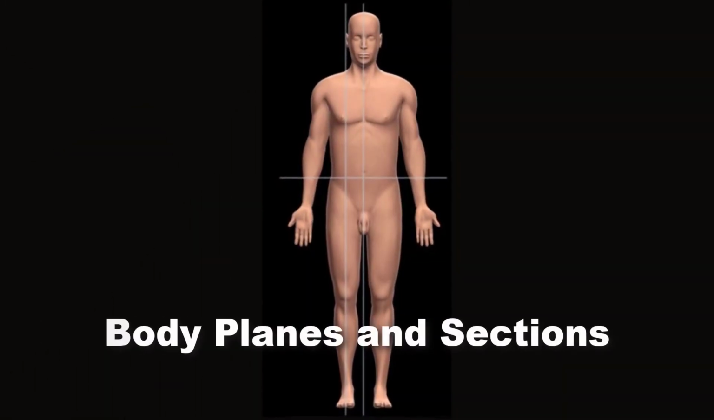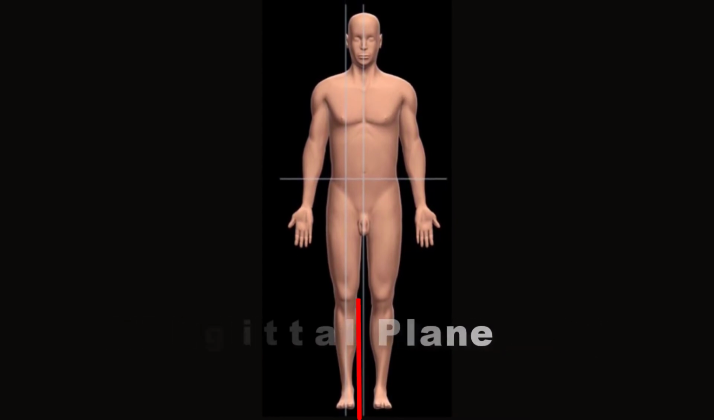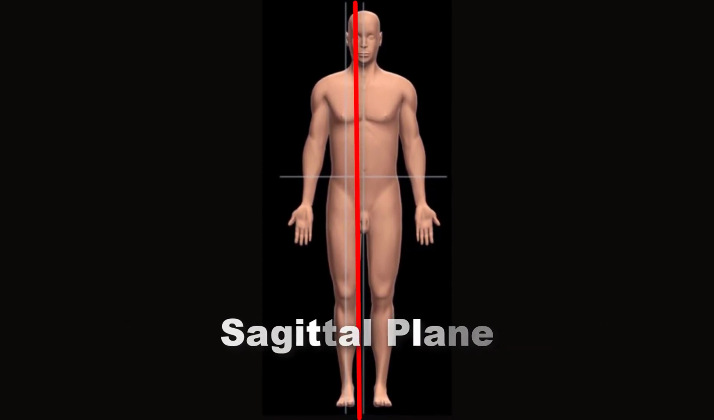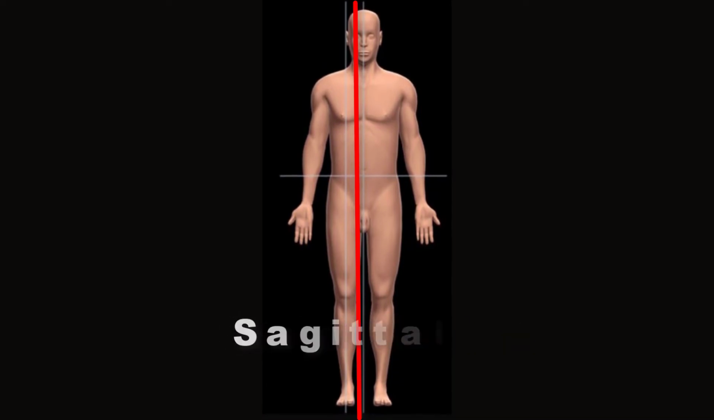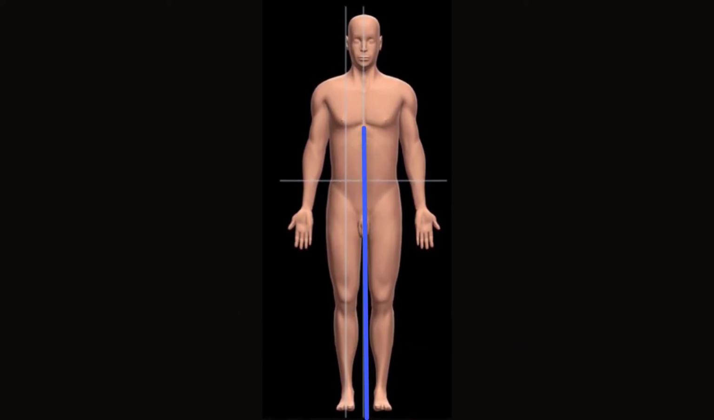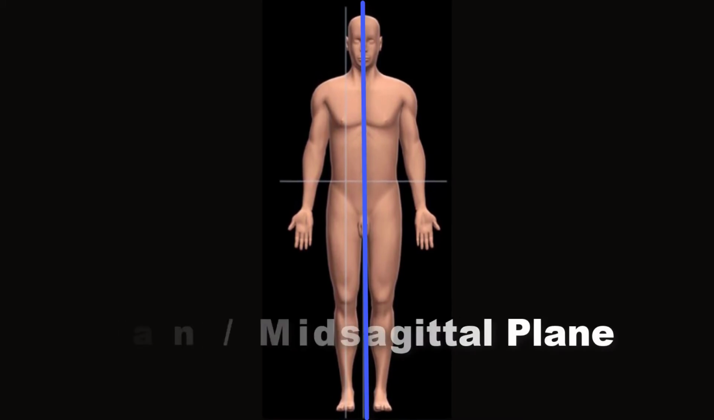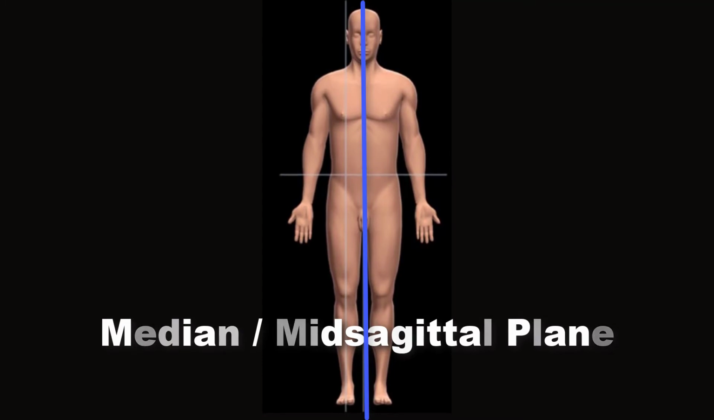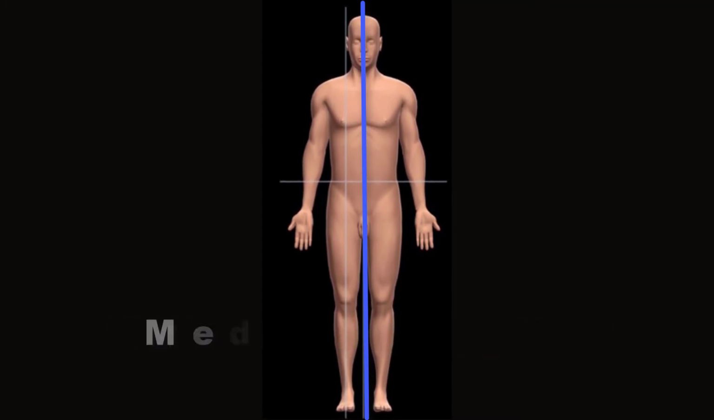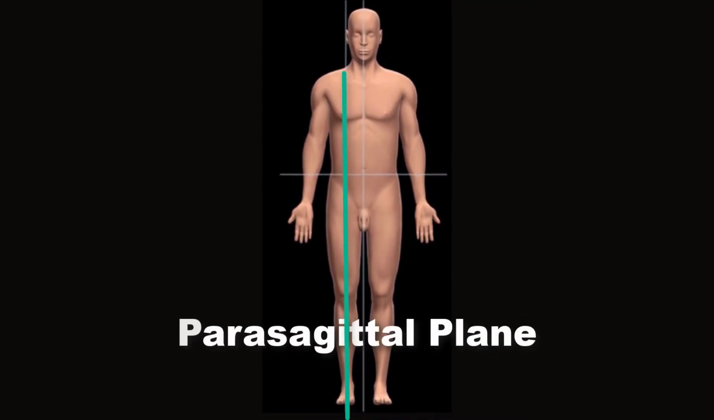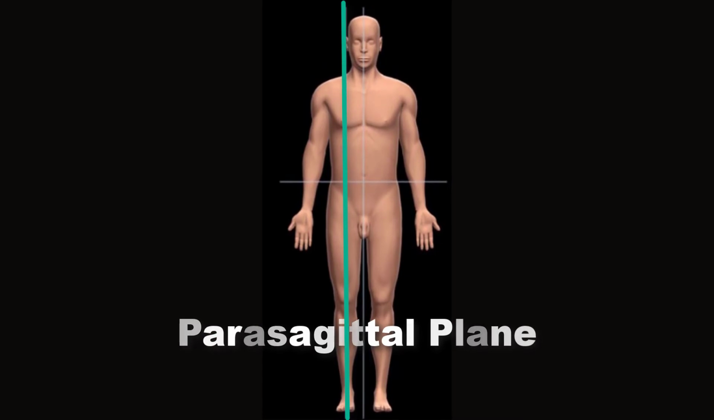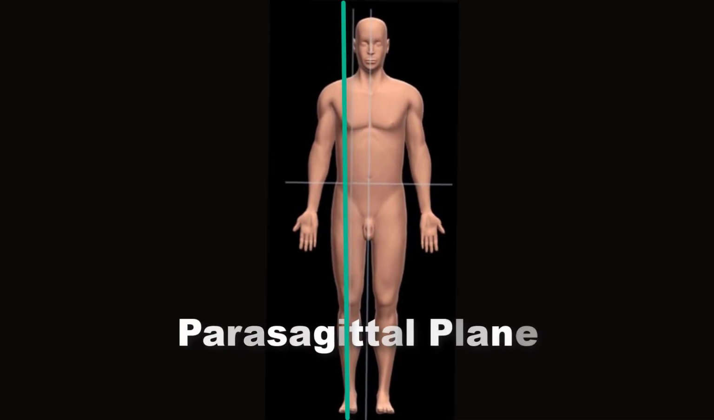Body planes and sections. A sagittal plane extends vertically and divides the body into left and right parts. The specific sagittal plane that lies exactly in the midline is called the median plane or mid-sagittal plane. All other sagittal planes are offset from this midline and are referred to as parasagittal planes.